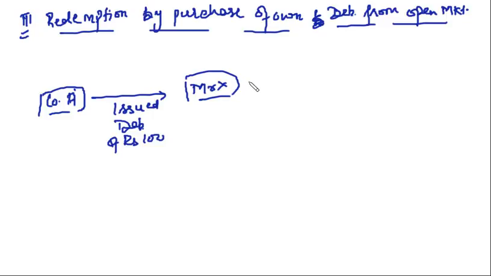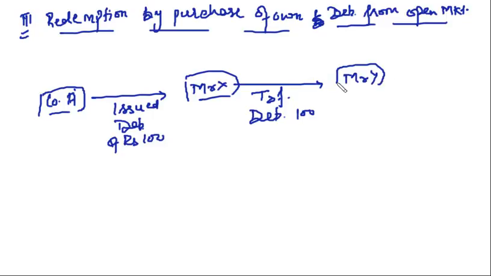Now, there is a feature of these debentures that these debentures are also freely transferable. What happened? Mr. X transferred these debentures of rupees 100 to Mr. Y. He transferred debentures at say rupees 105. He earned 5 rupees as profit. So he transferred the debentures at 105 to Mr. Y.